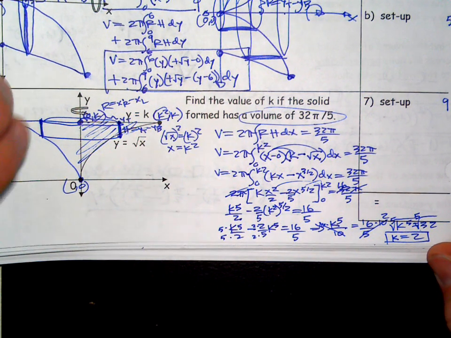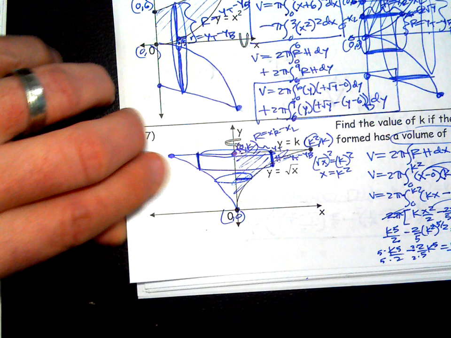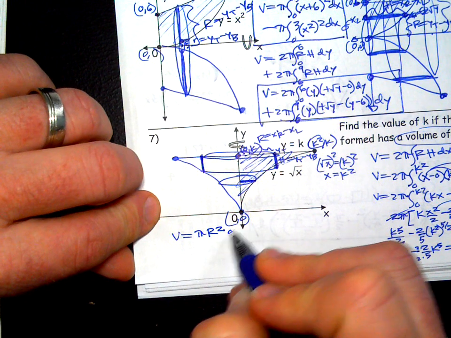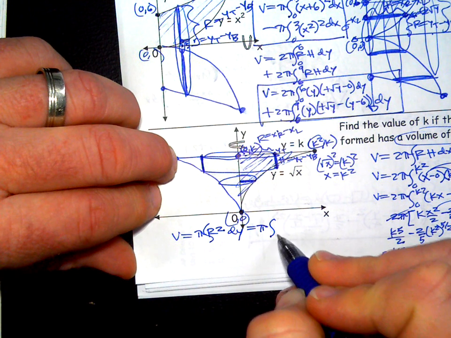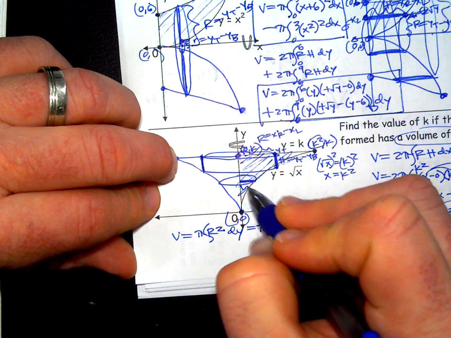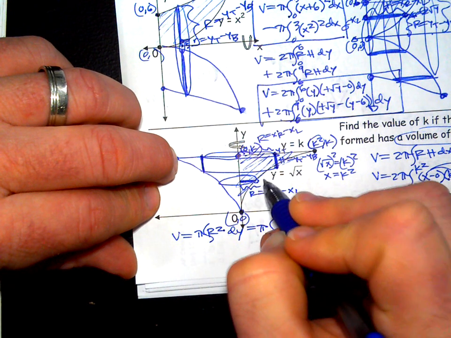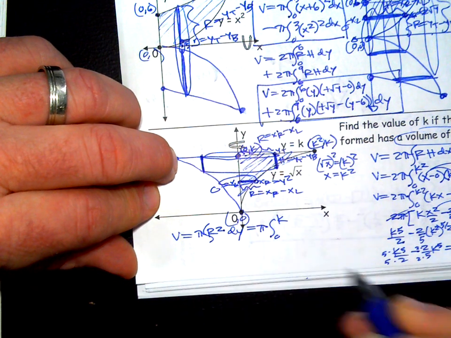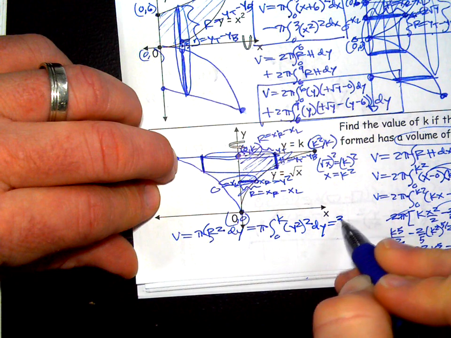The other way you could have done it, so that's one way. The other way you could have done it was with horizontal slices, which would give you discs. And so the volume, it's not a washer, pi r squared dy. And that would be, we're going in the y direction, 0 to k. Now the radius is x right minus x left. And x right equals y squared. And x left equals 0. So it's going to be y squared squared dy. And it should equal 32 pi over 5.